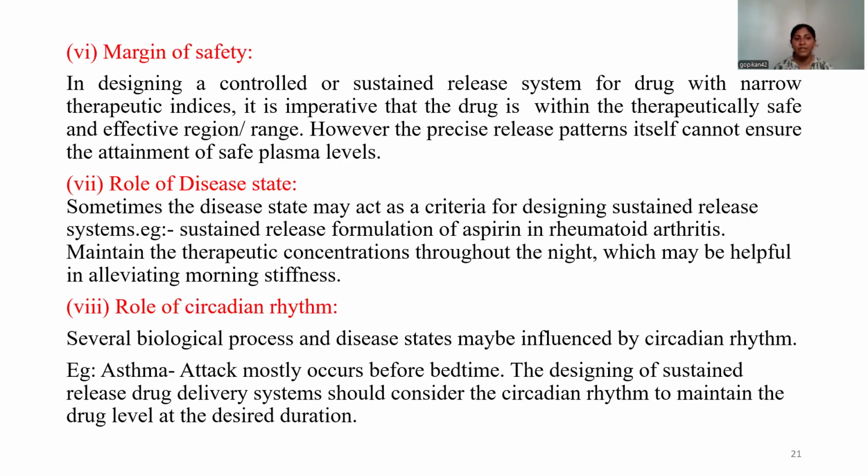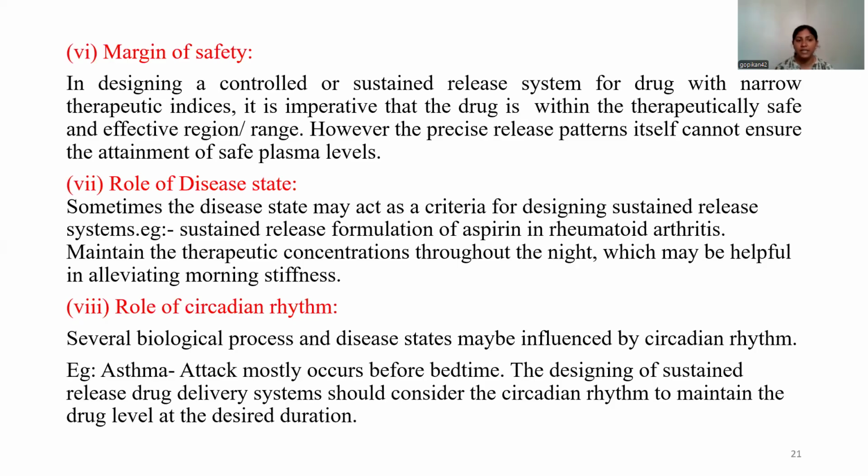So next is the role of disease state. Sometimes the disease state may act as a criterion for designing the sustained release system. Example, a sustained release formulation of aspirin in rheumatoid arthritis maintains the therapeutic concentration throughout the night, which may be helpful in alleviating the morning stiffness.